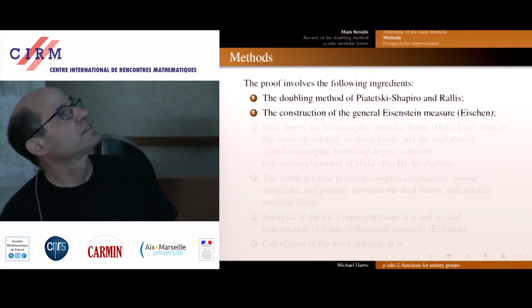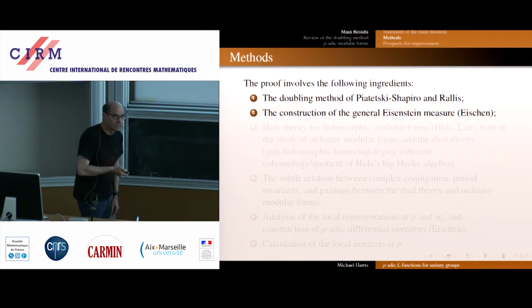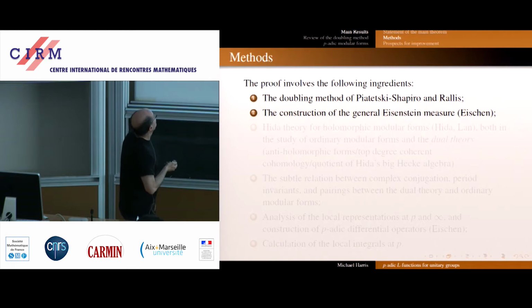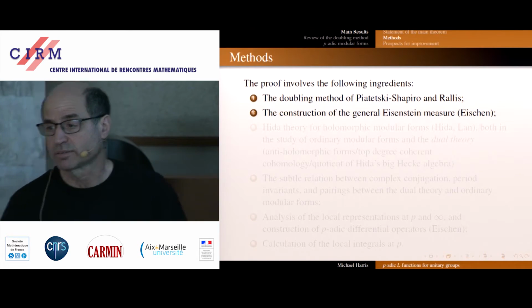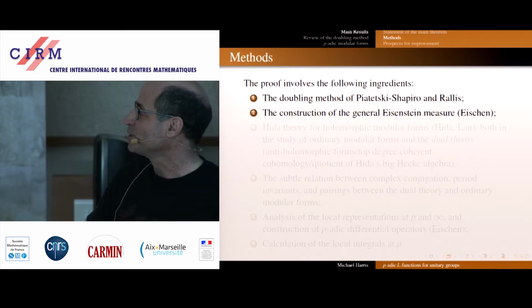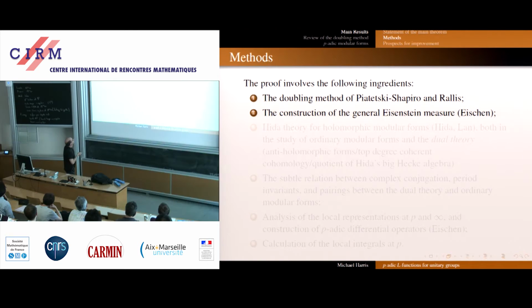developed in that setting. There's the construction of a general Eisenstein measure, which is analogous to the one that's in Katz's construction of p-adic L-functions for Hecke characters. It's due to Ellen Eischen. And she's one of the reasons this has been improving: over the years she has improved it, and now, as of this year, she has a complete Eisenstein measure.